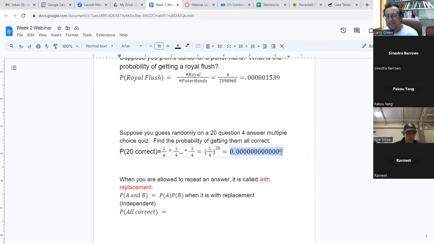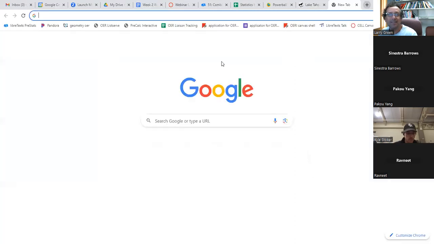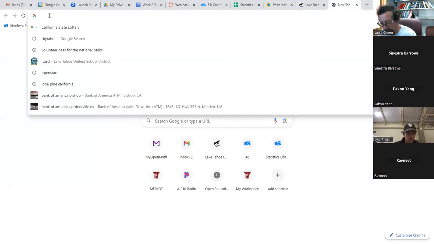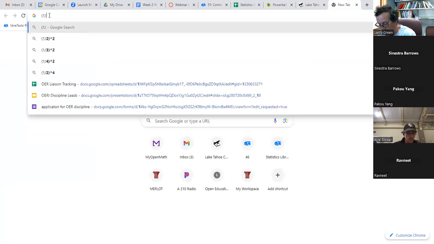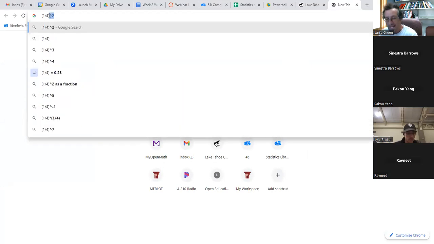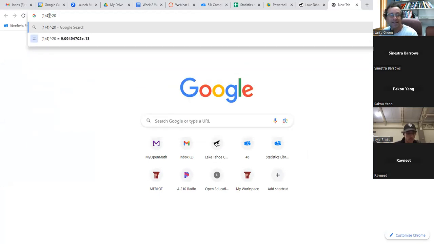Yeah, you just do 1/4 to the 20th power. I'll tell you the easiest way, the way I like to do it: I just go to Google and type parenthesis 1/4 and close the parenthesis. Then I use shift 6, which is the little caret, and that's power. And then I type 20. It just tells me the answer. And this is important.